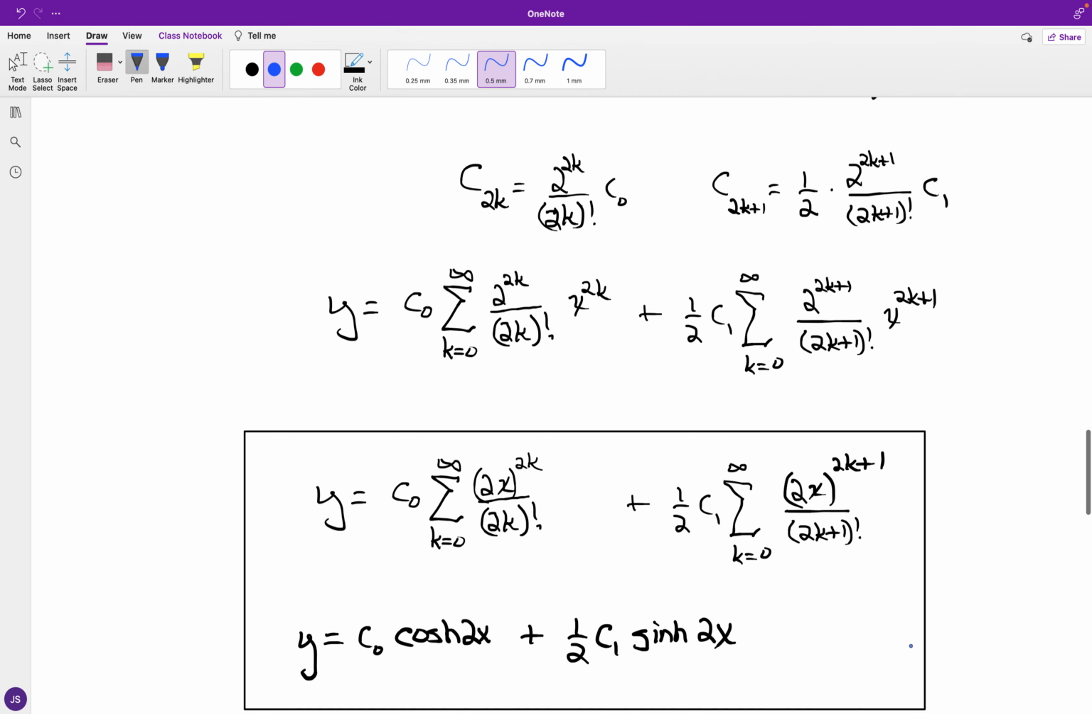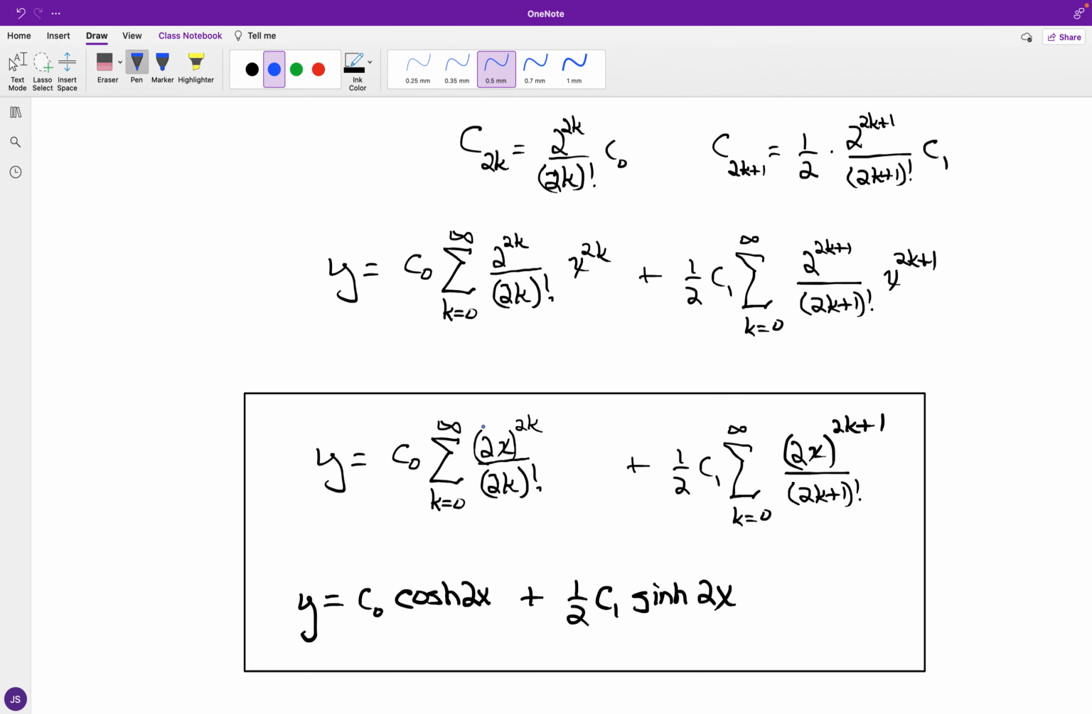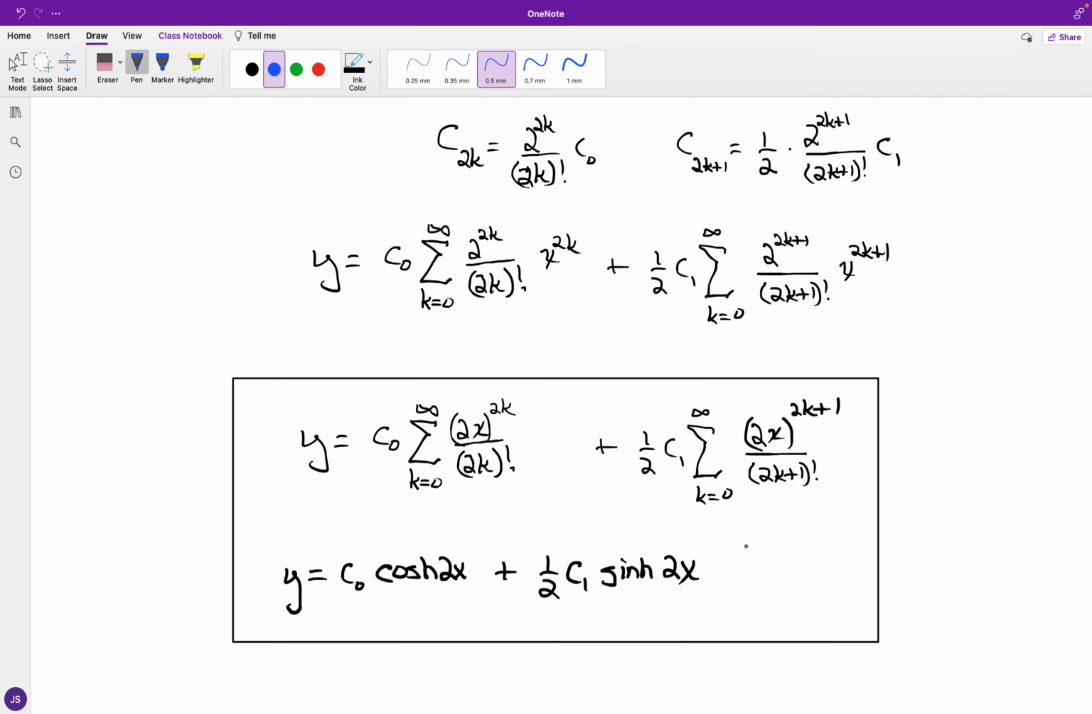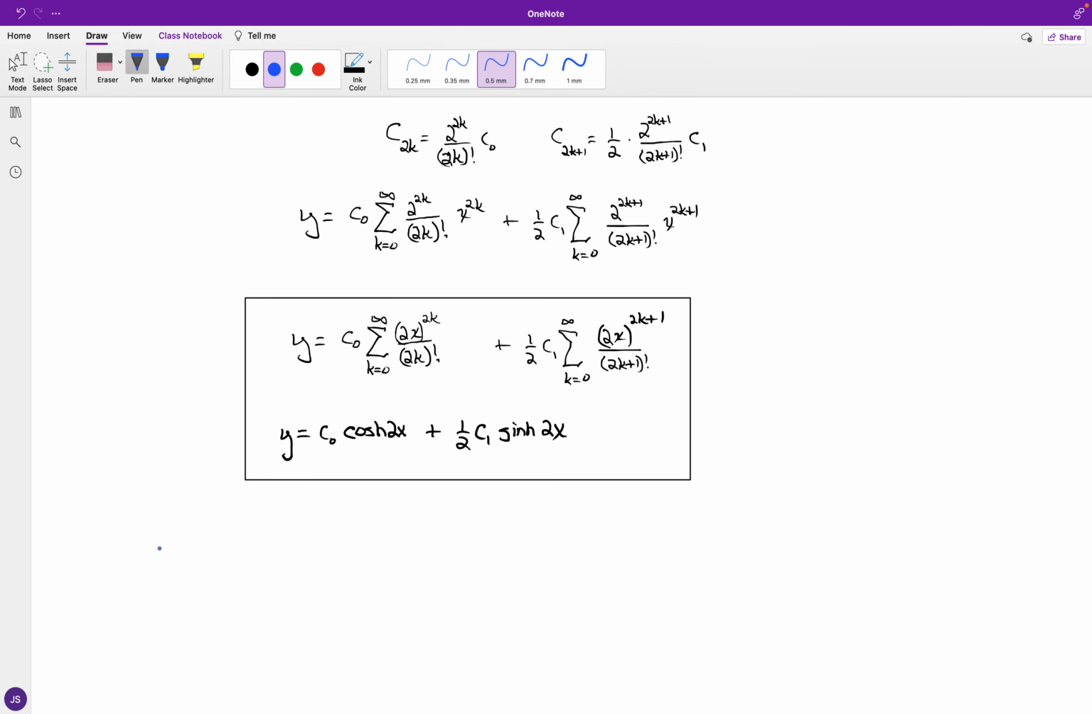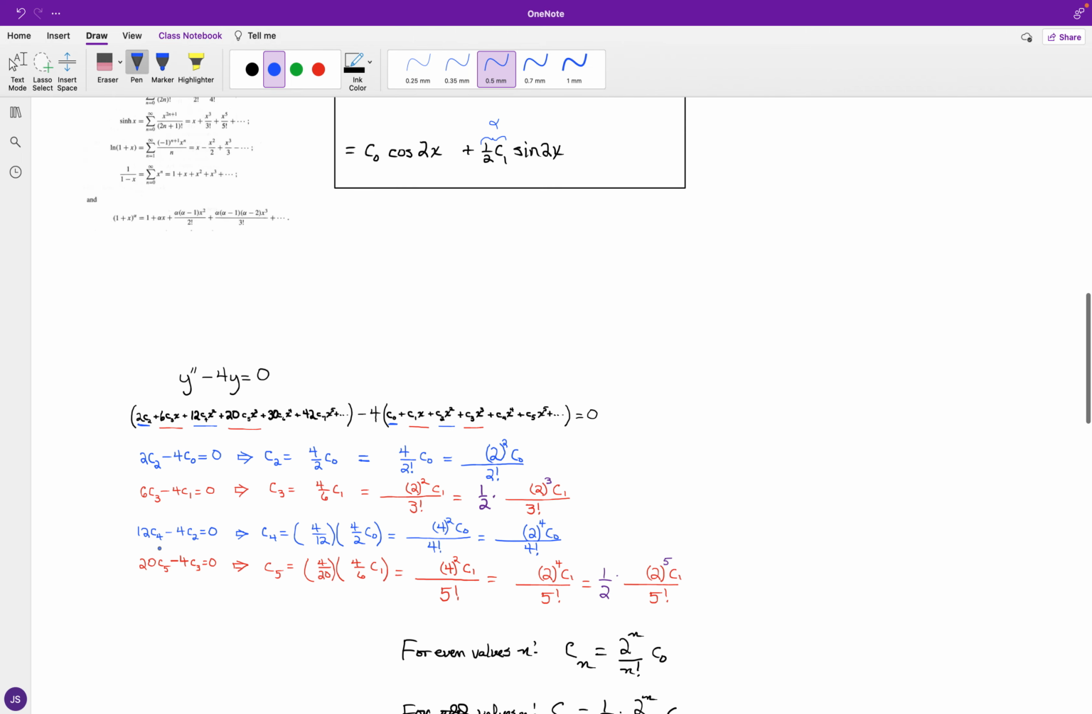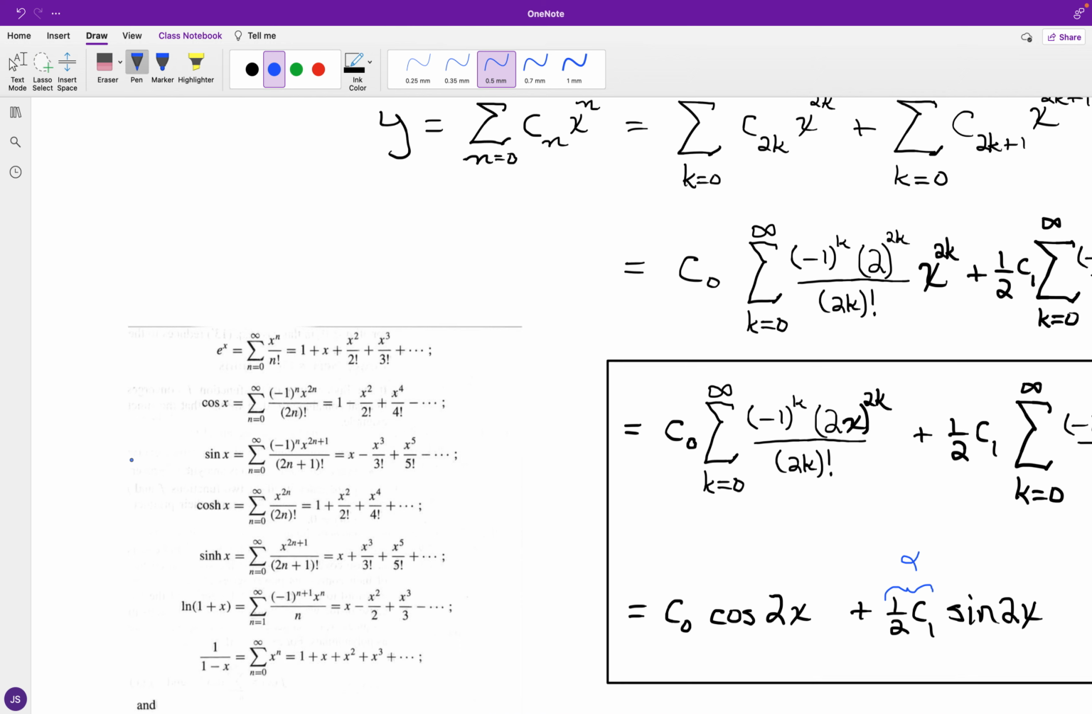And if I look at consolidating, we have c naught times quantity of 2x to the 2k over 2k factorial. For the even, I have 1/2 of c sub 1, and again, I have times the summation of 2x quantity to the 2k plus 1 all over 2k plus 1 factorial. And just looking at referencing what we have in the layout, so you have 2x to the 2k over 2k factorial, 2x raised to the 2k plus 1 over 2k plus 1 factorial. And just going back to what we have in the table.